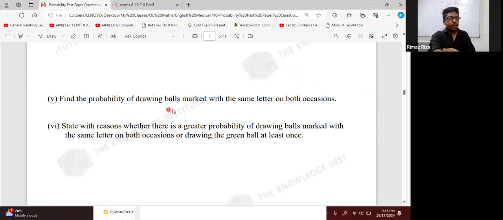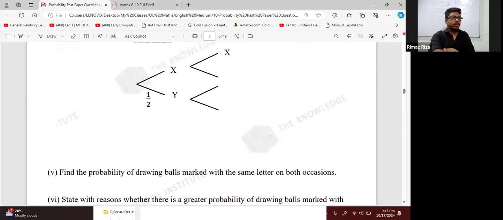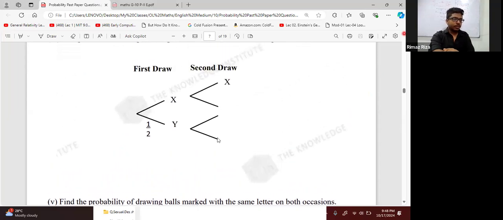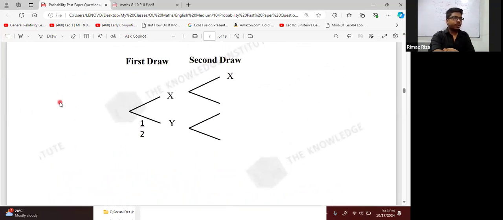Okay, find the probability of drawing balls marked with the same letter on both occasions. You want to find the probability of picking the same letter on both occasions. I'll mark this first half here. Half here, this is Y. This is also half, X.